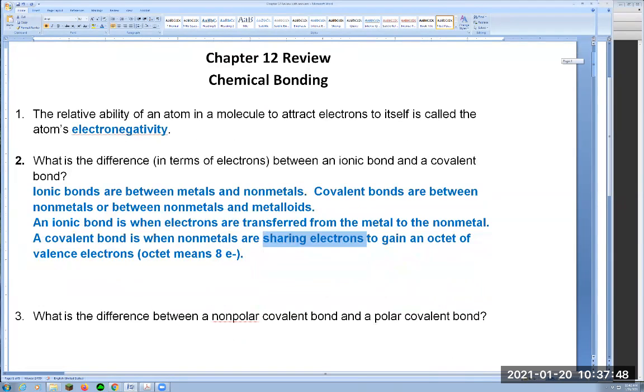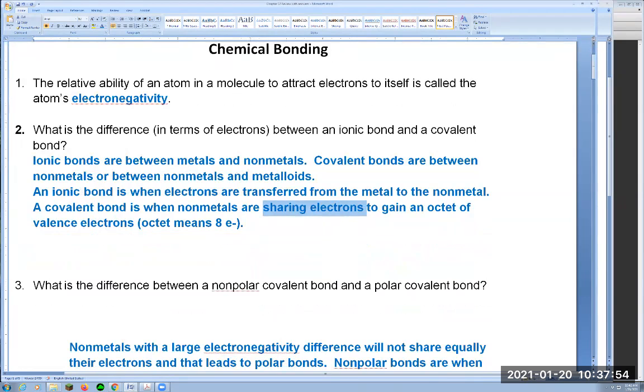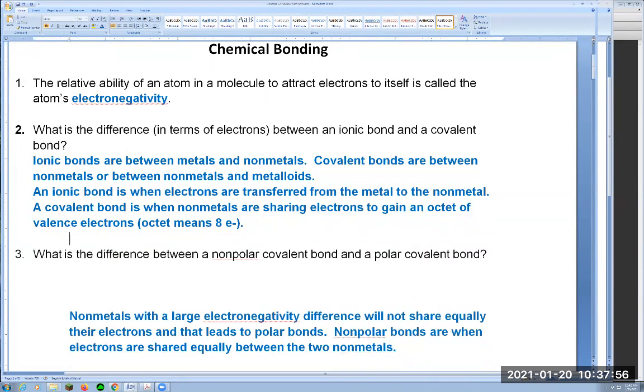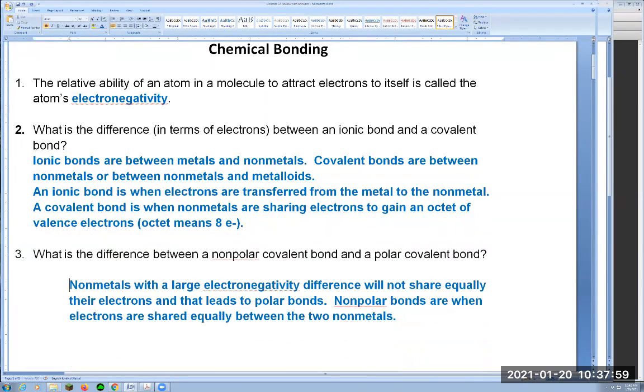Next, what is the difference between a non-polar covalent bond and a polar covalent bond? Okay, this only happens between non-metals, right? Because it's covalent bonds. And some covalent bonds are polar and others are non-polar. And it's all depending on the electronegativity difference between the non-metals. So using the table of electronegativities, calculate the electronegativity difference between the two bonded non-metals.